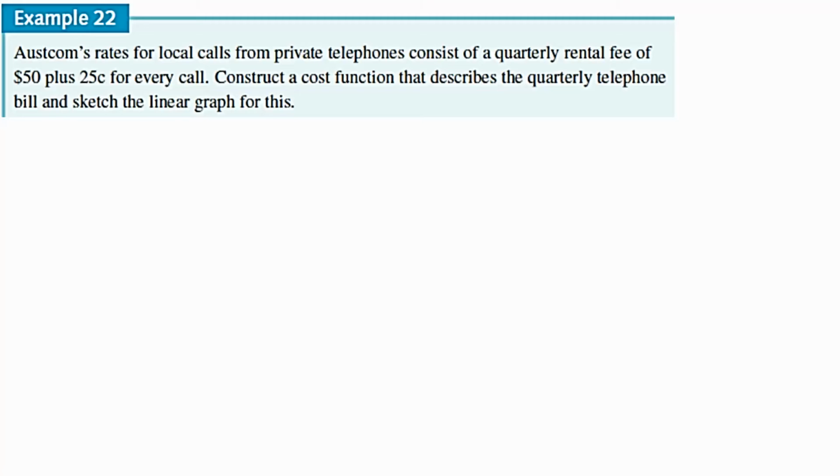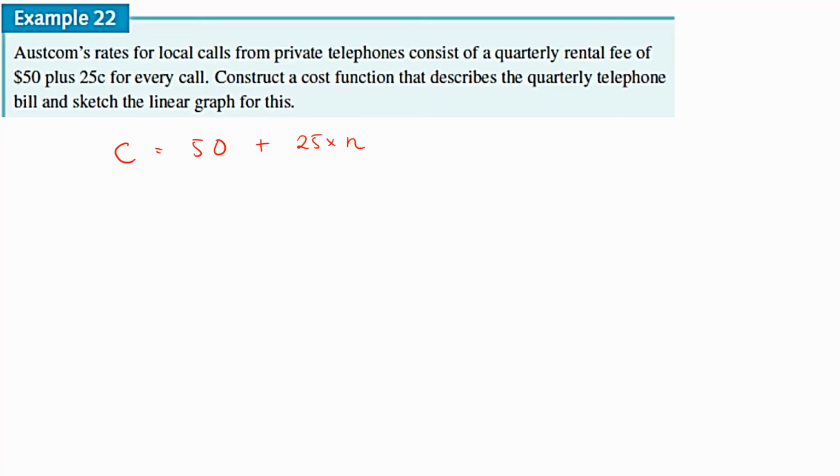2G. Example 22, you've got Auscom's rates for local calls from private telephones consist of a quarterly rental fee of $50 plus 25 cents for every call. So it sounds a bit complicated there, but all they're saying is if you want to make a call, the cost is $50 plus 25 cents for every call. So obviously the more calls you make, it'll be 25 times the number of calls you have. So 25 times the number of calls you make. So I'm going to call it N.